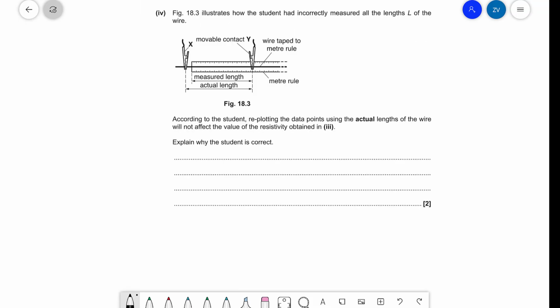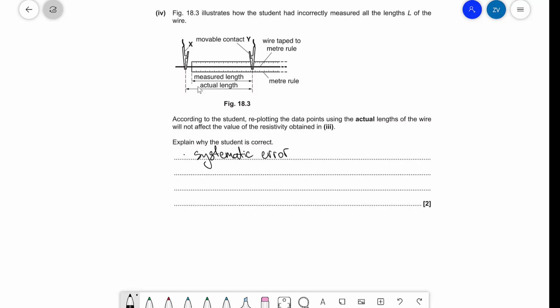Final part of this question, so the figure illustrates how a student had incorrectly measured all the lengths of the wire. So we can see that the measured length is here and the actual length is here. Well, if that's the case, then all of the measured lengths will be offset by the same amount. This is a classic example of a systematic error. So we can just say that this is an example of a systematic error.